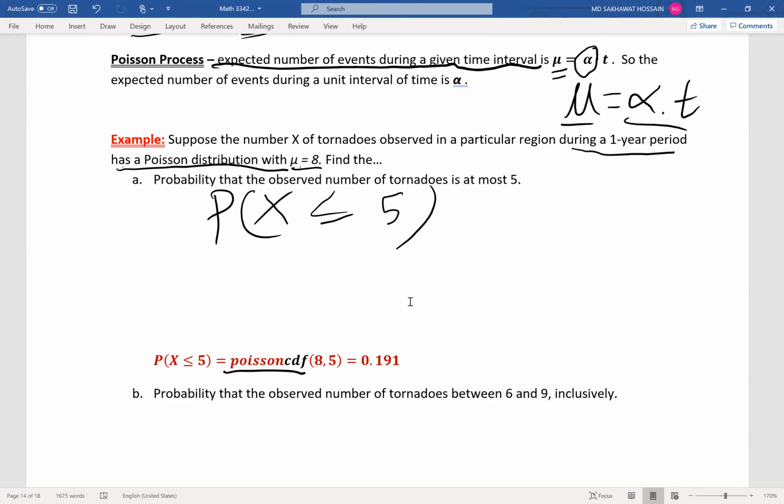But if you use the spreadsheet, then I can show you how to find this probability. Here mu is 8. This is the parameter, so we need to remember this number. So now I'll show you how to find this probability using a spreadsheet.